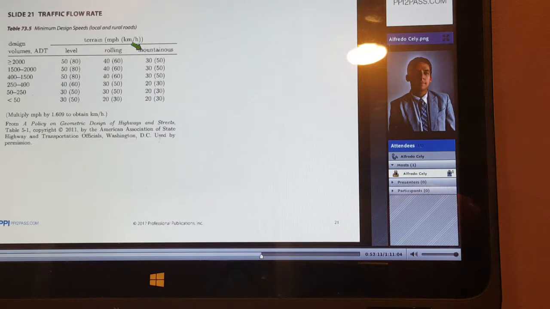Note the difference for rolling and mountainous. The steeper the grades, the lesser the design speed you want to put in because of your considerations for vertical curve design. Table 73.5 reviews these design speeds for local and rural roads, and you can see it in the reference. Now, you will not need to refer to this table to solve a problem in the breadth portion of the exam. However, it's here just to help you refresh on the theory. And you can see how different road facilities vary based on their design volumes.